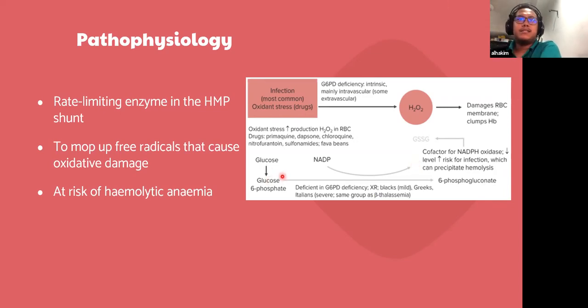So glucose 6-phosphate is transformed into 6-phosphogluconate. The NADPH will convert the oxidized glutathione into glutathione. Then the glutathione will reduce H2O2, hydrogen peroxide, into water, because hydrogen peroxide is the oxidative stressor agent that will affect the hemoglobin. This G6PD is the rate limiting enzyme in the HMP shunt to mop up free radicals that cause oxidative damage, and they are at risk of hemolytic anemia.